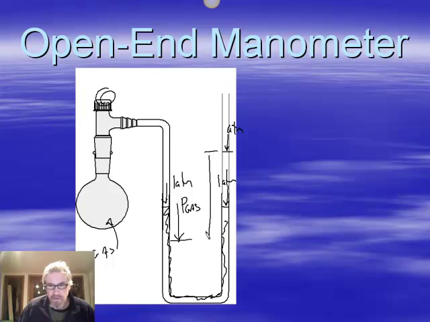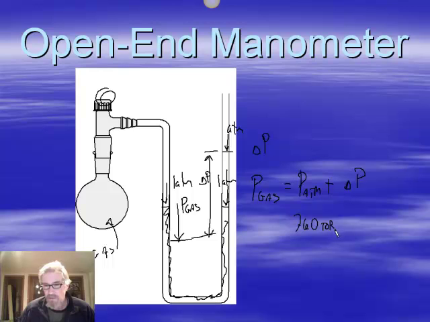There's a difference here in height. We can call that delta P, and that delta P represents how much bigger the gas pressure is than the atmosphere. So the pressure of the gas, we could say, is equal to the pressure of the atmosphere plus the delta P. And you could measure that in millimeters, let's say, and you'd know the pressure of the gas in millimeters of mercury if you knew the atmospheric pressure. So let's say we knew that it was 760 torr, or 760 millimeters of mercury one day. That was the atmospheric pressure.